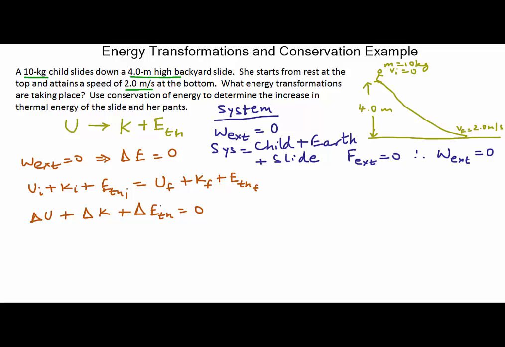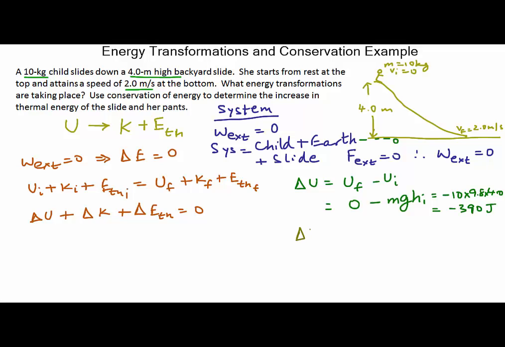Okay, now it's a matter of figuring out which ones of these we know and which ones we need to determine. So let's start with change in potential energy. That's Uf minus Ui. And if I set my 0 potential energy as the ground level, my final potential energy is 0. The child is at the ground. The initial potential energy is m times g times hi, which will give me minus 10 times 9.8 times 4.0, and that gives me minus 390 joules.